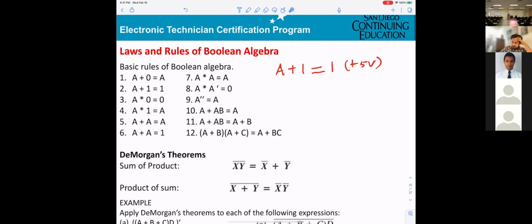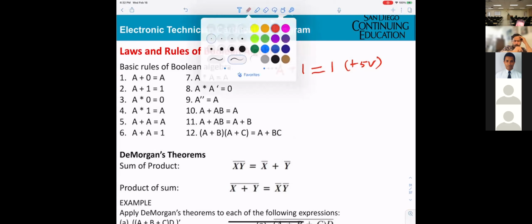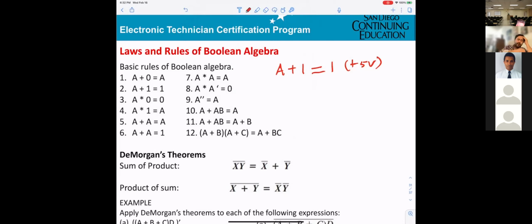A adding to A, you have to get A. Okay? If A is 0, you get 0. A is 1, you get 1. A adding to not A. That one, maybe they're wrong here. Not A.